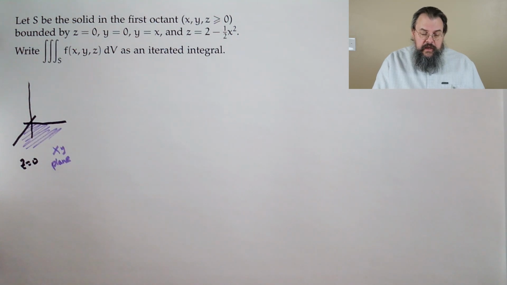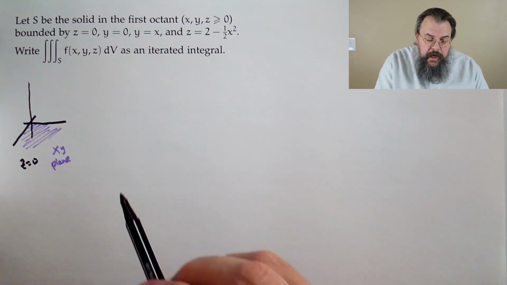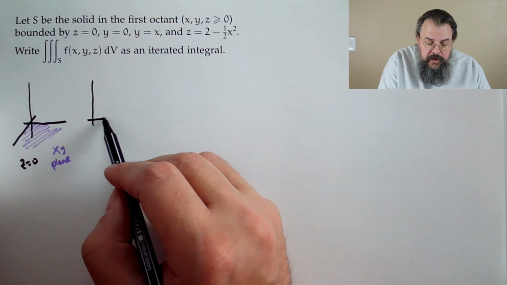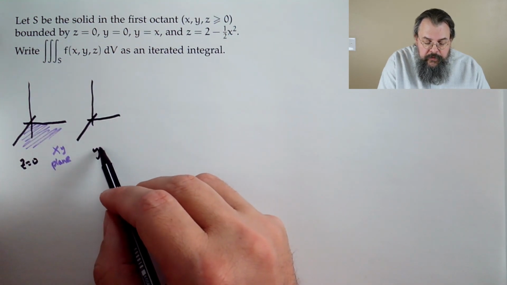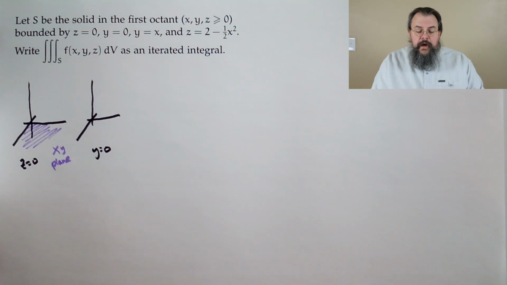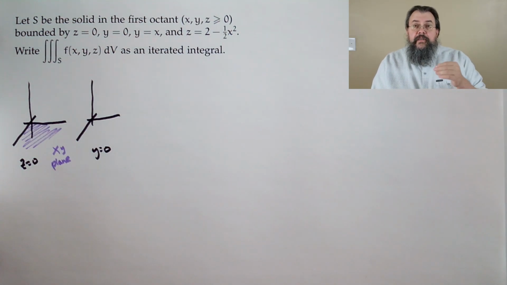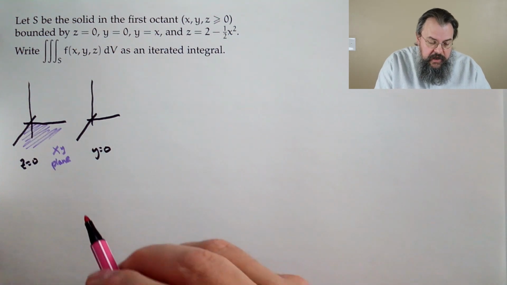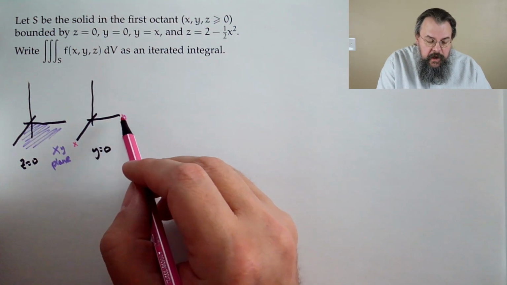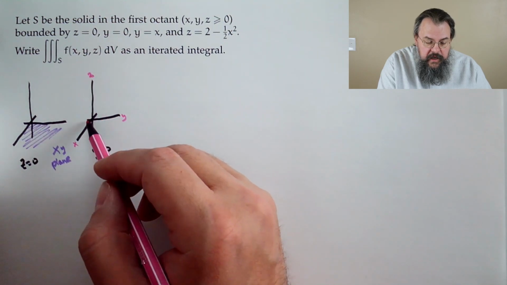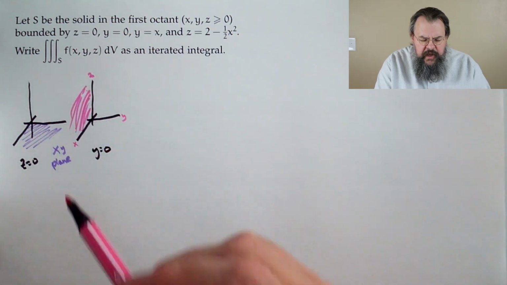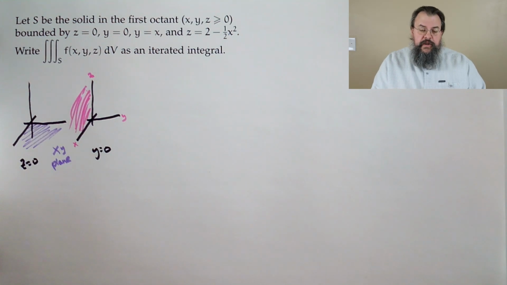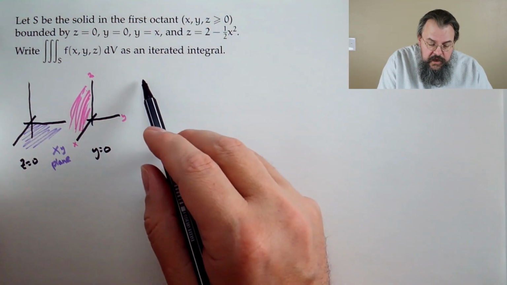All right, so that's one of our bounding surfaces. Okay, what's another one? Well, y equals 0. What does y equals 0 look like? If you look at y equals 0, it was the xz plane. Now, where does the xz plane fit in? If we think about it, this is our x, y, and z. So the xz plane is this part right here. So there's another one of our bounding surfaces. Okay, so far, so good. What's next?